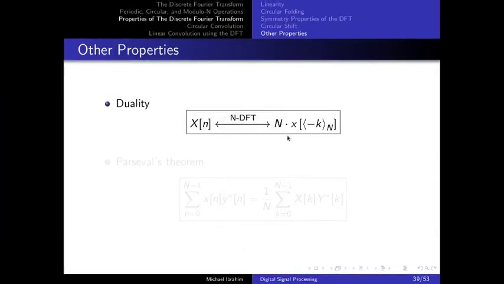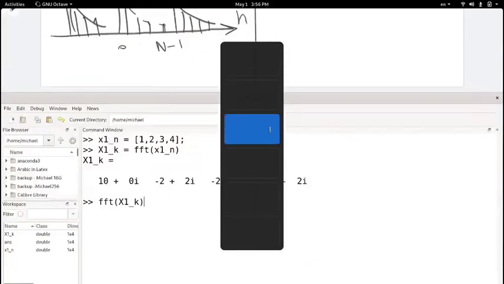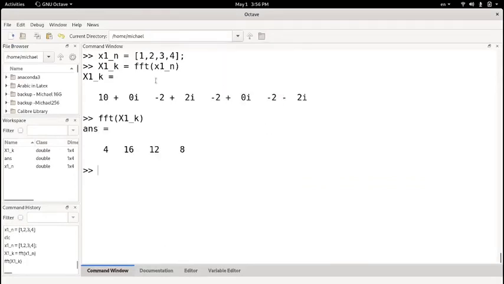We should be expecting the same time domain signal, which was 1, 2, 3, 4, circularly folded and multiplied by 4, which is the length of the sequence. So I should be expecting something like this: 1, 2, 3, 4, circularly folded, so 1, 4, 3, 2, multiplied by 4, which is 4, 16, 12, 8.